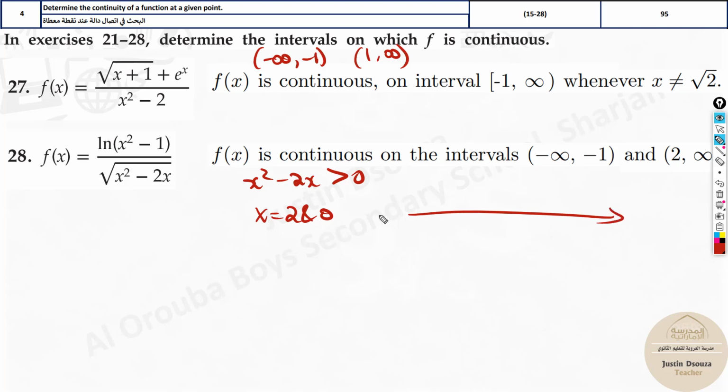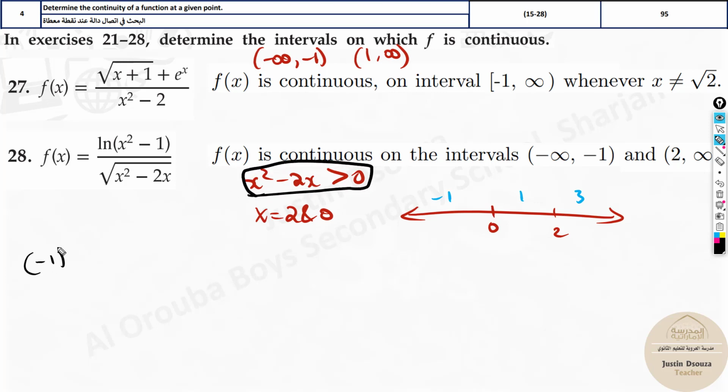We have to do the interval 0, 2. This test value would be 1. Over here, what is the test value? We can take it as 3. Let me change the color, sorry, so it'll be much easier to understand. The test values are 1, 3, and minus 1. Now substitute these values in the inequality over here. That is this inequality.